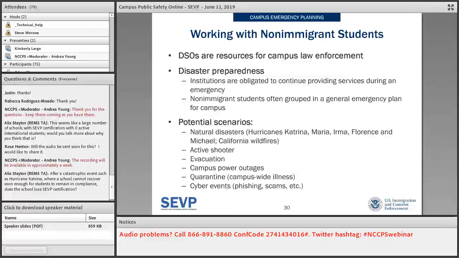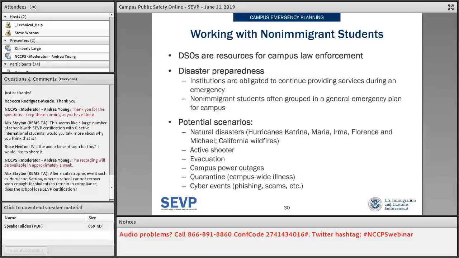So when we're talking about disasters, like I said, we might be talking about natural, we might be talking about man-made, but we need to remember that you're obligated to continue to provide services during an emergency. So what that means is reporting to us, keeping track of your international students, having a plan in place to access your SEVIS records if you're unable to access them from your normal office situation, those types of things.